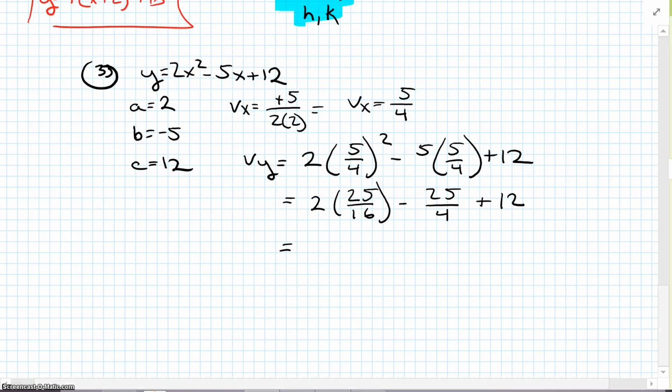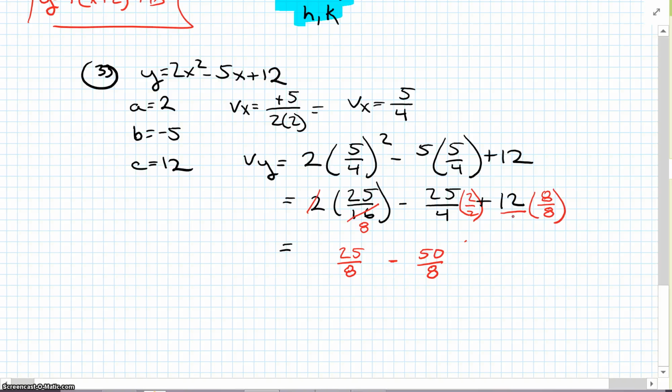So the 2 from our Algebra 1 day can cancel the 16 out and make it 8. So we're going to have 25 over 8 minus, well, I want to make this 25 over 4 over 8, so I'm going to multiply it by 2 over 2. So that's going to be minus 50 over 8. And I want to get that 12 over 8 too, so we're going to multiply that top and bottom by 8 over 8. And if it helps you to visualize, you can make it 12 over 1. So that's going to be plus 96 over 8.